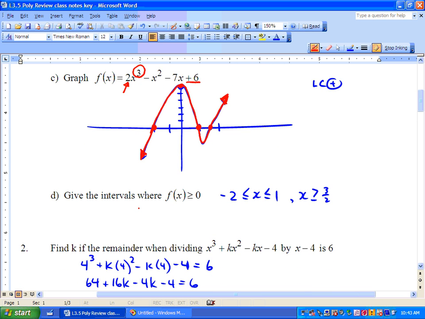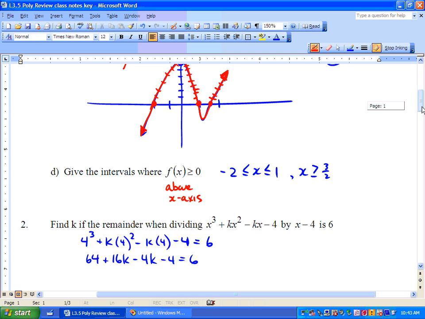This question D comes from your graph. It says give the intervals where it's greater than or equal to 0. So again, you're looking for where it is above or equal to the x-axis. So you have the loop, which I'm going to put little train tracks on right there, and that is everywhere between negative 2 and 1. And so that's how you say everywhere between negative 2 and 1. And then it is also this part here, which is everywhere to the right of 3 halves. So you say x is greater than or equal to 3 halves. Okay.